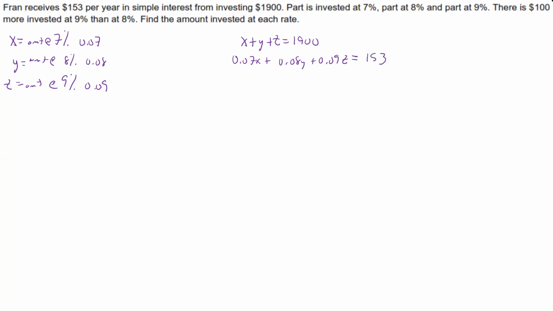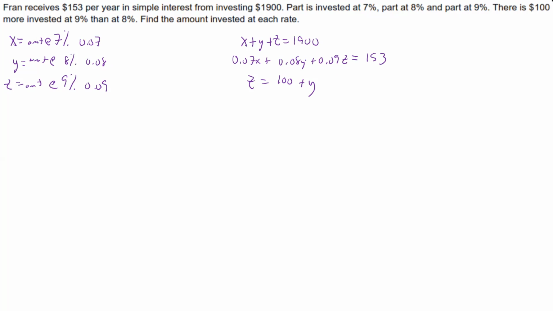And the last one says there's $100 more invested at 9% than at 8%. So we're going to say z is equal to 100 plus y. So there's $100 more invested at 9%, so we have to add $100 to the 8 to make it equal to the 9. Okay, so that's going to be our three equations.